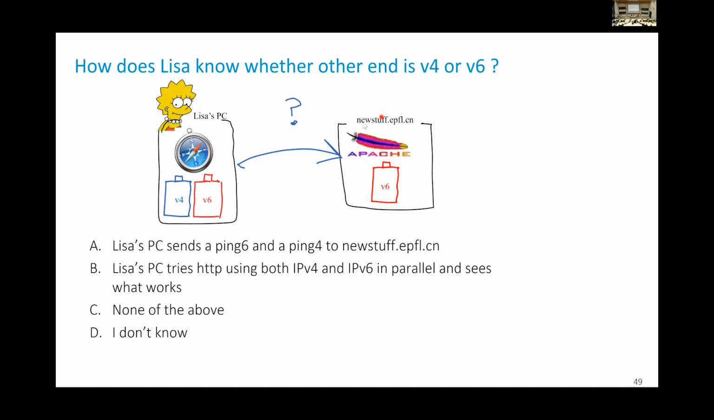I mean, you're going to something called newstuff.epfl.cn. That's a new branch of EPFL in China. And you don't want to try first with IPv4, then with IPv6. Perhaps both will work, so you will overload the world by trying lots of things. That's not very efficient. So we probably don't want to do this. We could try to do this, but ping does not always work, so it's not a reliable method either, because many ping messages are discarded for security reasons.